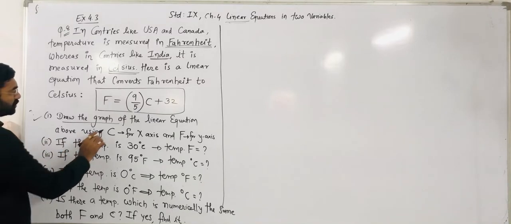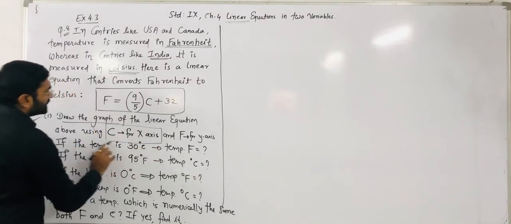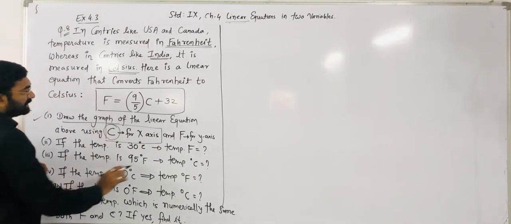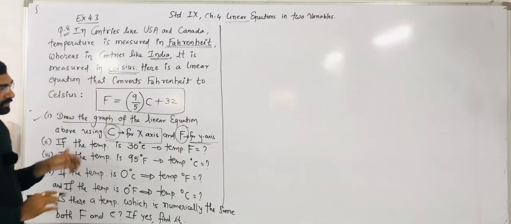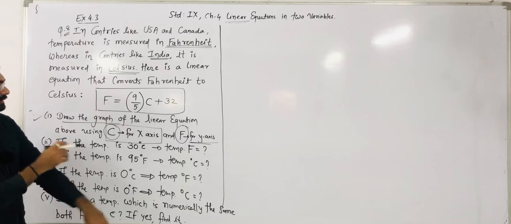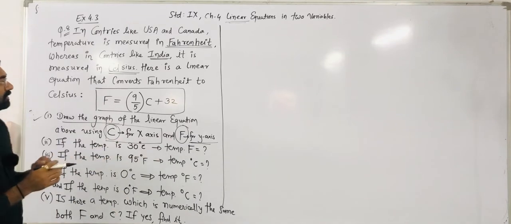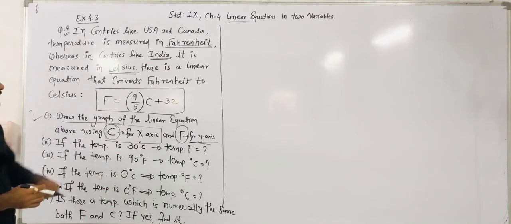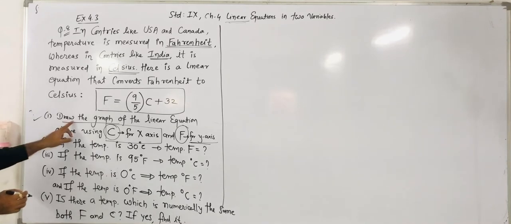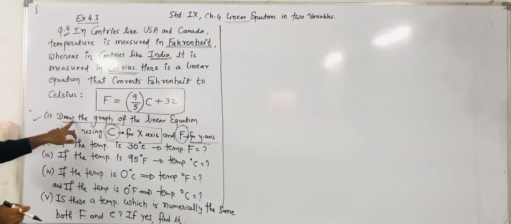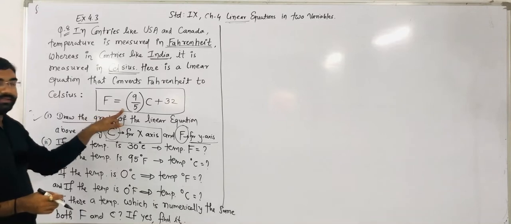And in that graph, for the x-axis we have to take Celsius, and for the y-axis we have to take Fahrenheit. So on the x-axis we take the Celsius unit, and on the y-axis the Fahrenheit unit. The second question we will discuss after drawing the graph. So first of all we have to draw the graph.